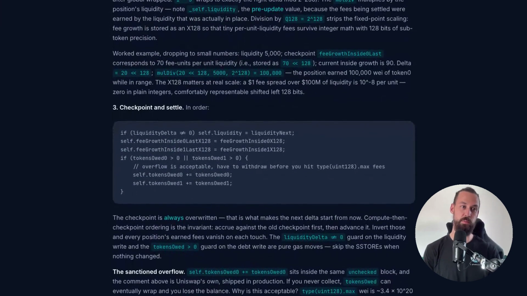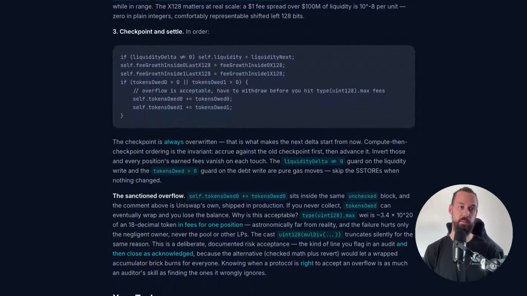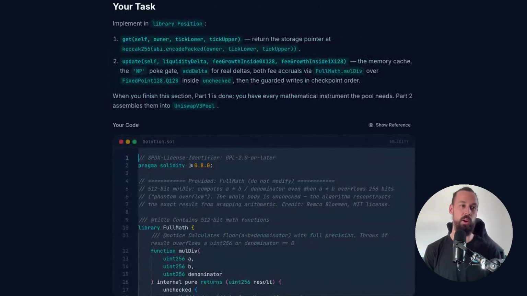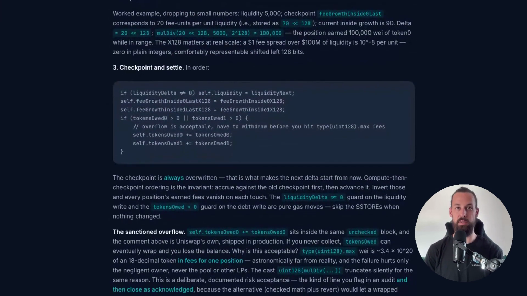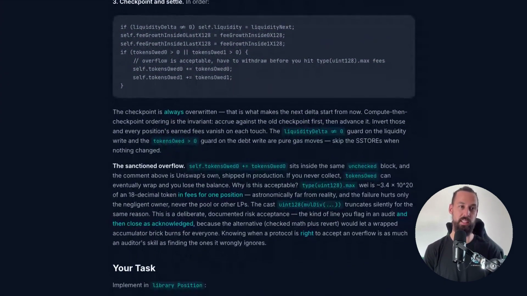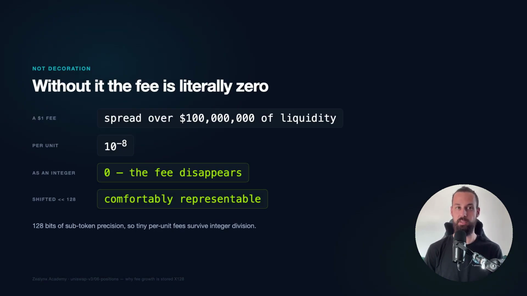Then multiply by the position's liquidity, and notice which liquidity, the pre-update value, out of the memory cache, because the fees being settled were earned by the liquidity that was actually in place, not by whatever you're changing it to right now. Then divide by Q128 to strip the fixed point scaling. And that scaling is not decoration.